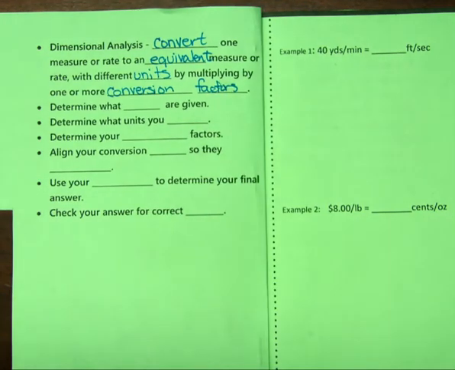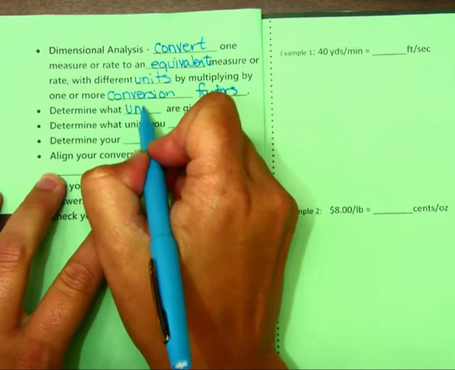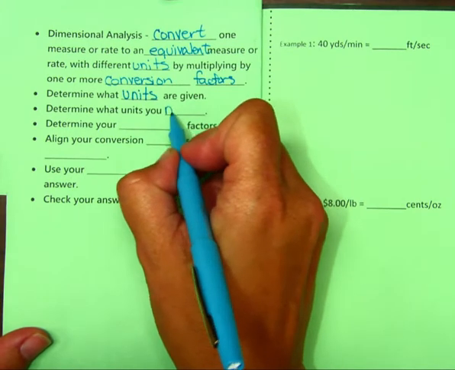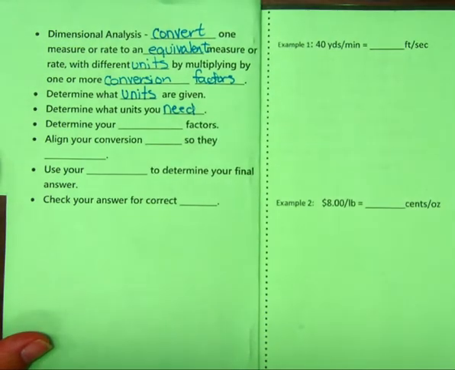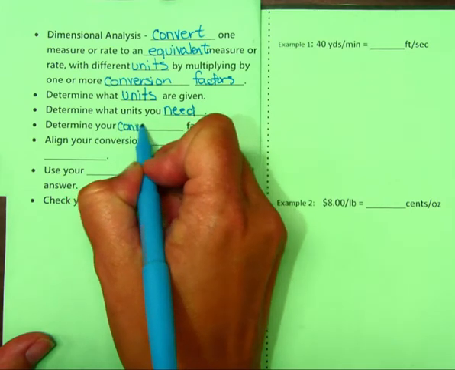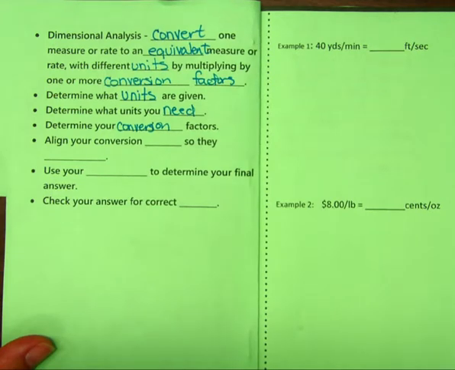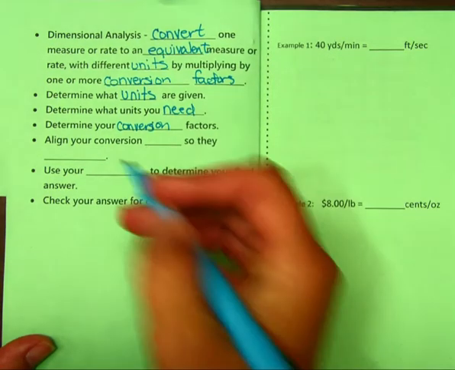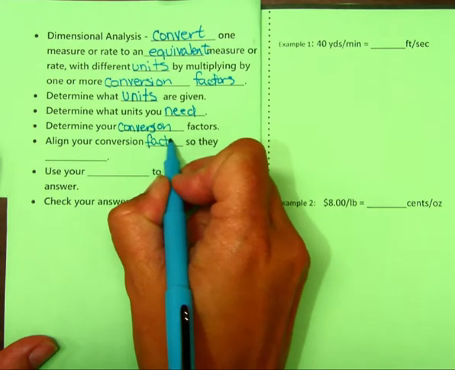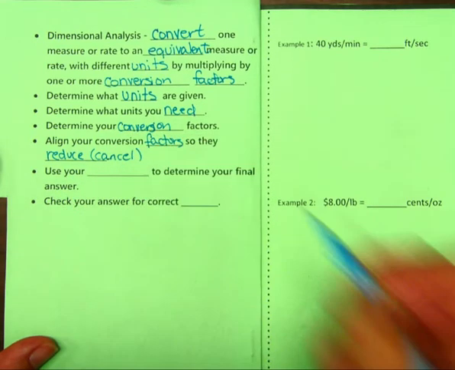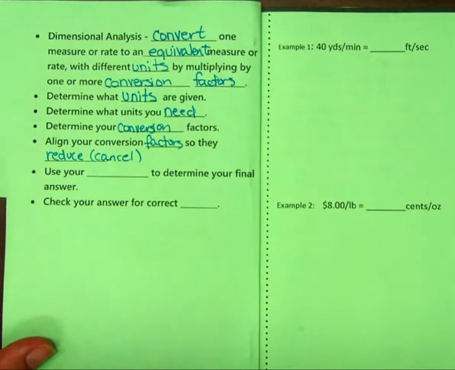So we want to first determine what units we are given, and then determine what units you need in the end. And then basically you want to determine your conversion factors that you're going to need along the way, and then you're going to align your conversion factors so that they reduce or cancel. And this is definitely something that you've done in math class and also in science classes.